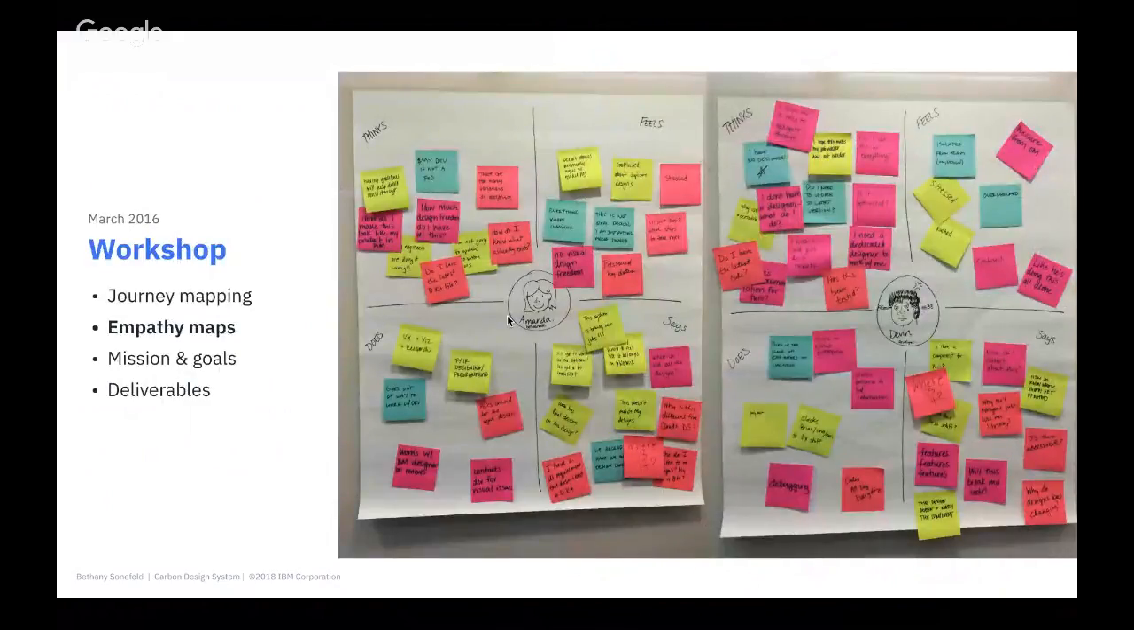So we really kicked it off by just having a design thinking workshop. We did a lot of journey mapping and empathy maps to understand where we currently were in terms of style guides and design systems, and then what our mission and goal would be moving forward.